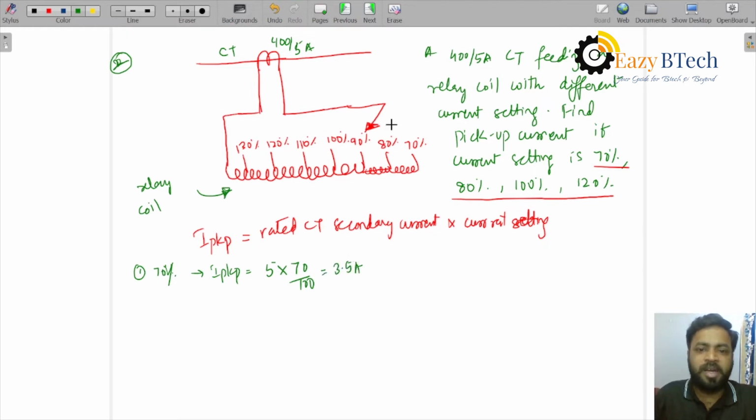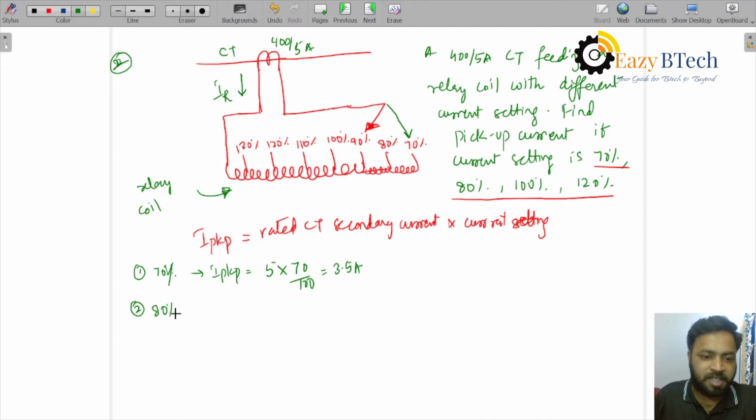So if this is connected at 70%, then the relay pickup will be 3.5 amperes. If the relay coil current IR exceeds this 3.5 amperes, then the relay will consider that current as fault current. So let us take the second. Similarly, we can calculate for all these settings, right?